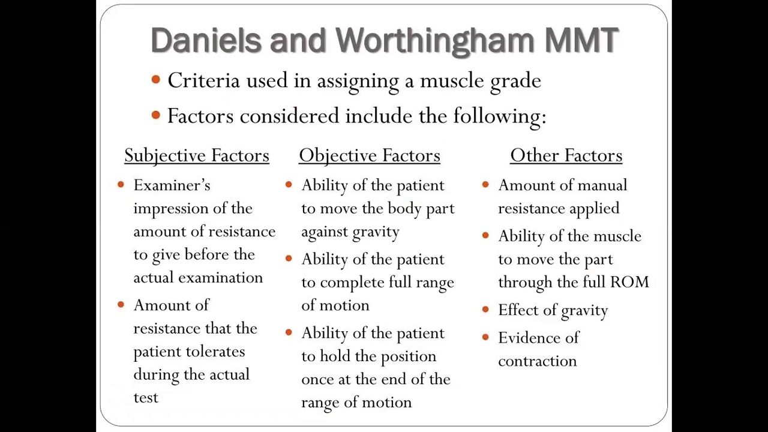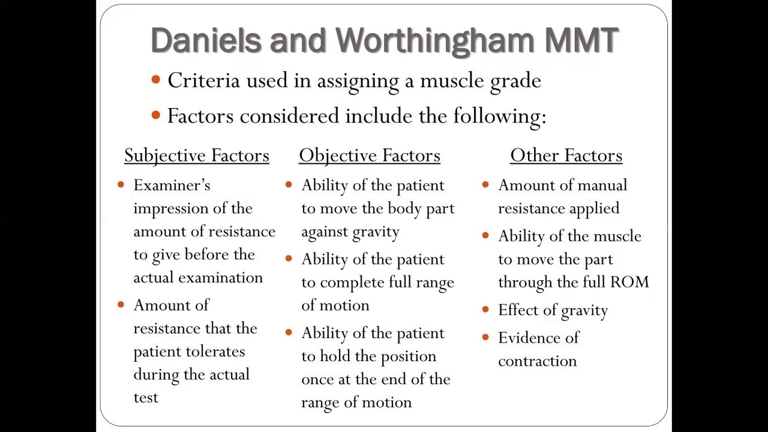Daniels and Worthingham's MMT criteria used in assigning a muscle grade. Factors considered include the following: subjective factors, objective factors, and other factors. Subjective factors include the examiner's impression of the amount of resistance to give before the actual examination and the amount of resistance that the patient tolerates during the actual test.